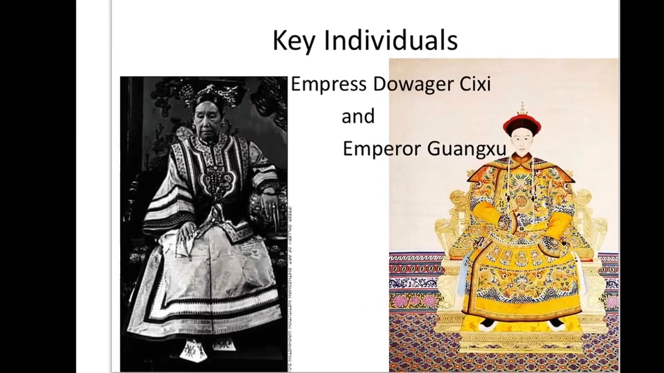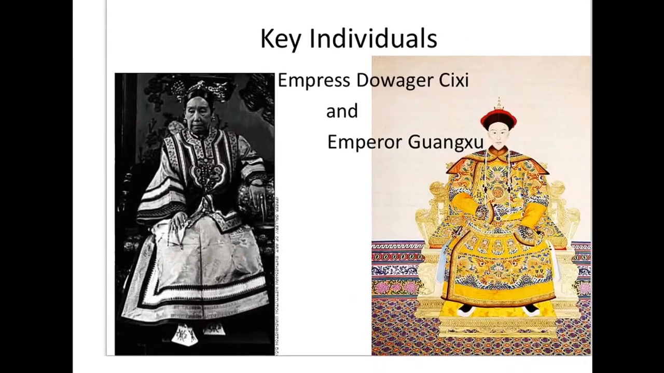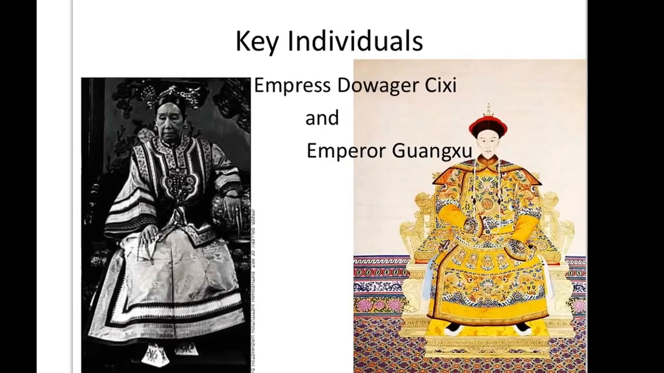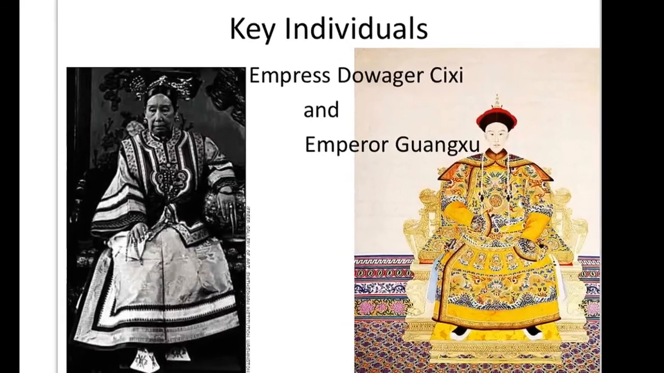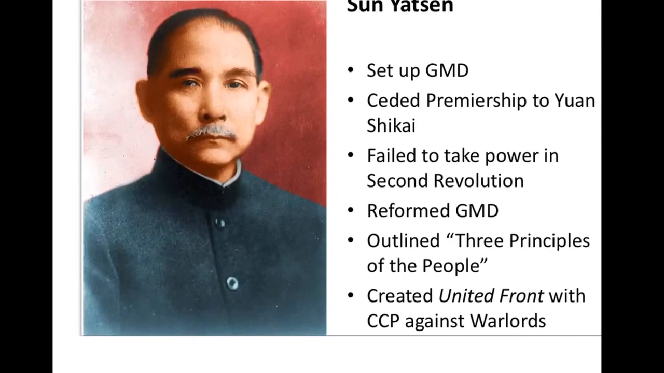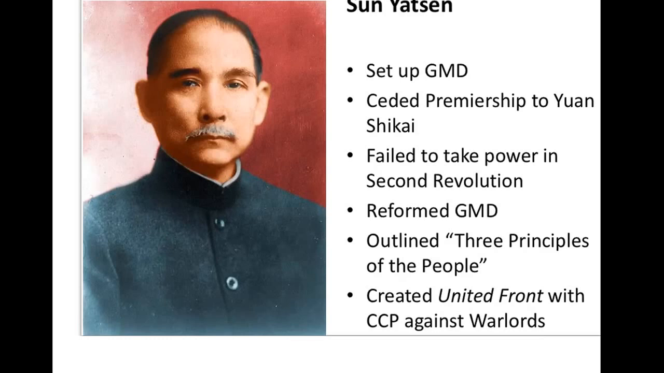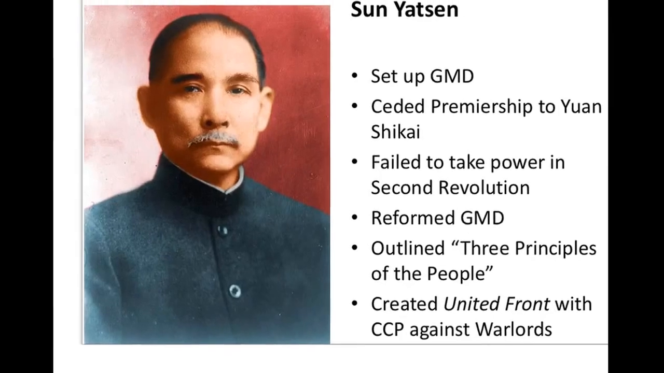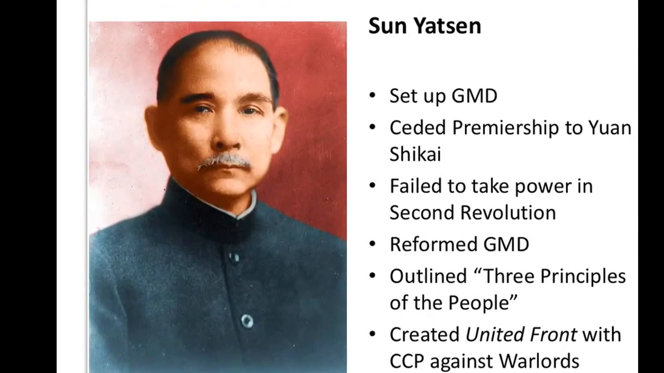At the start of this period, you have the Emperor Guangxu. However, the real power lay with the Empress Dowager Cixi, who had overthrown him in a palace coup of 1898, virtually imprisoning him. Sun Yat-sen was the nationalist leader who set up the Kuomintang. However, when the empire collapsed, he agreed for Yuan Shikai to become the premier. He failed then to take power back in the Second Revolution, which led him to reform the Kuomintang and outline the three principles of the people. Then along with the CCP, the Chinese Communist Party, he created the United Front with them against the warlords.